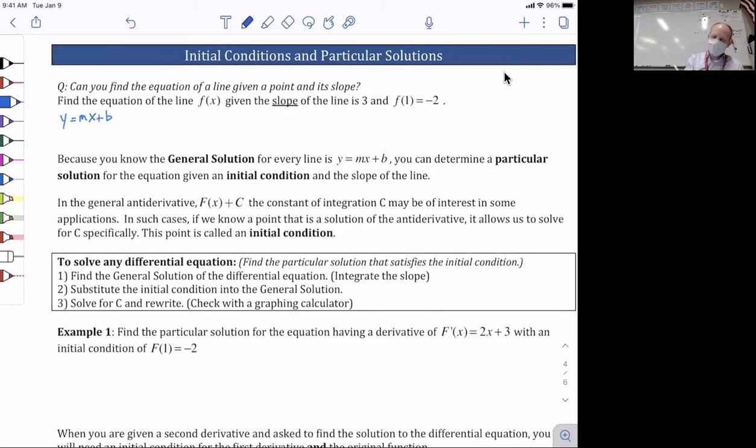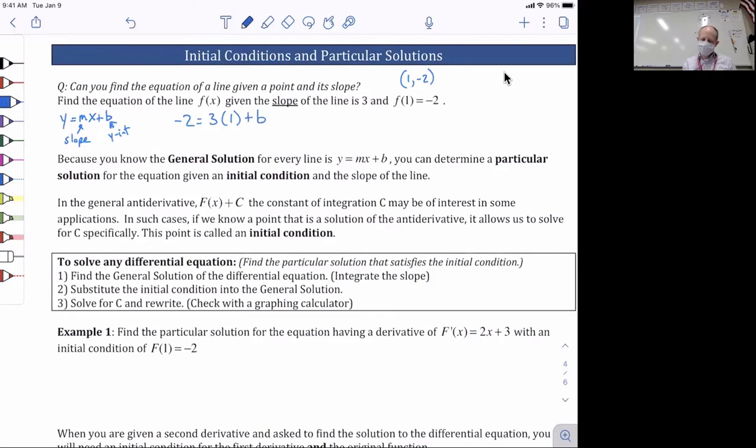y equals mx plus b, that's our general form for any line. Now, m in this case ends up being what? The slope. And then b is the y-intercept, right? So if you're given the slope is equal to 3, you know right away you can plug the 3 in for m. And if we have the point F at 1 equals -2, the point is actually (1, -2) there. So your x value is 1, then your y value is -2. And so you can actually substitute into y equals mx plus b.